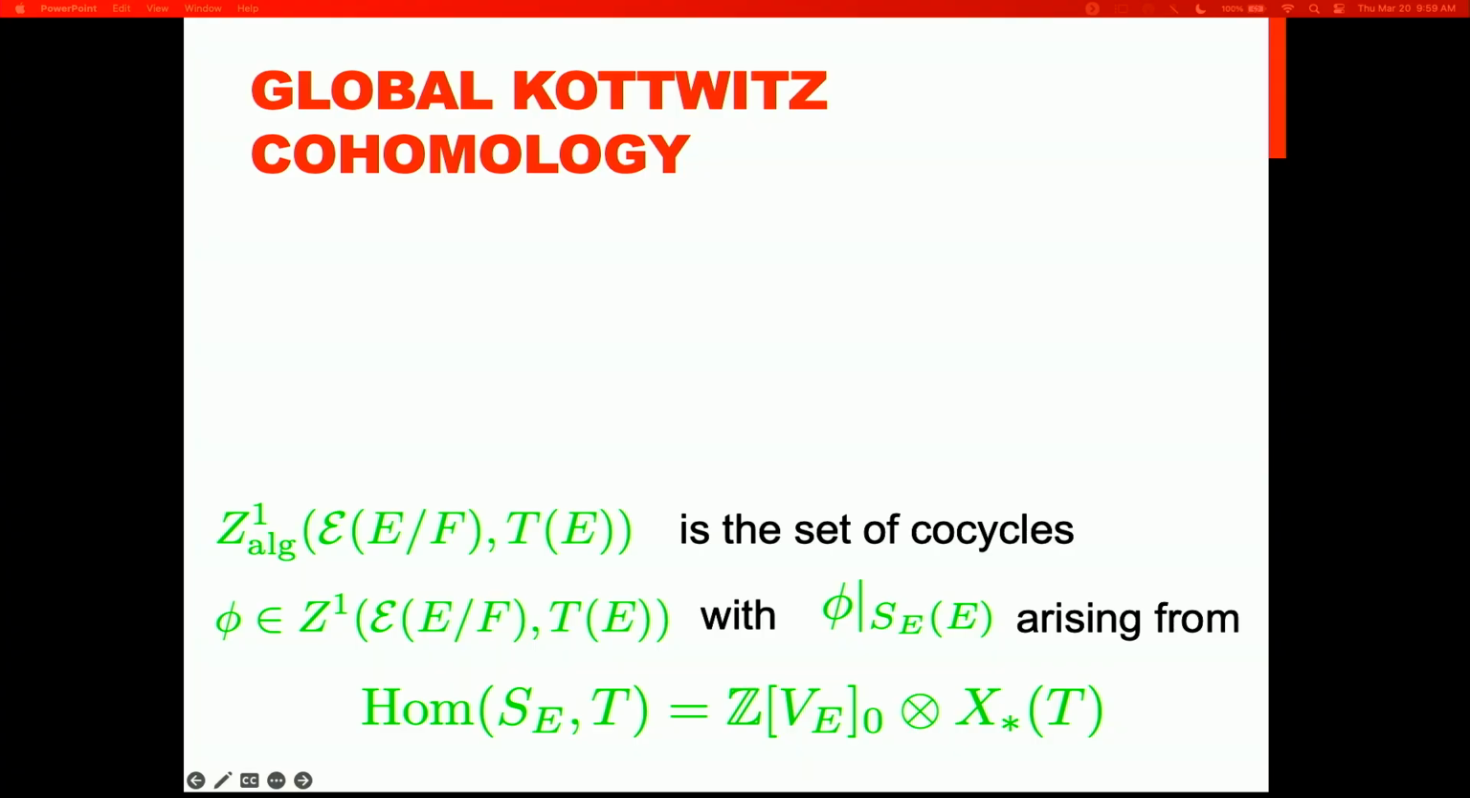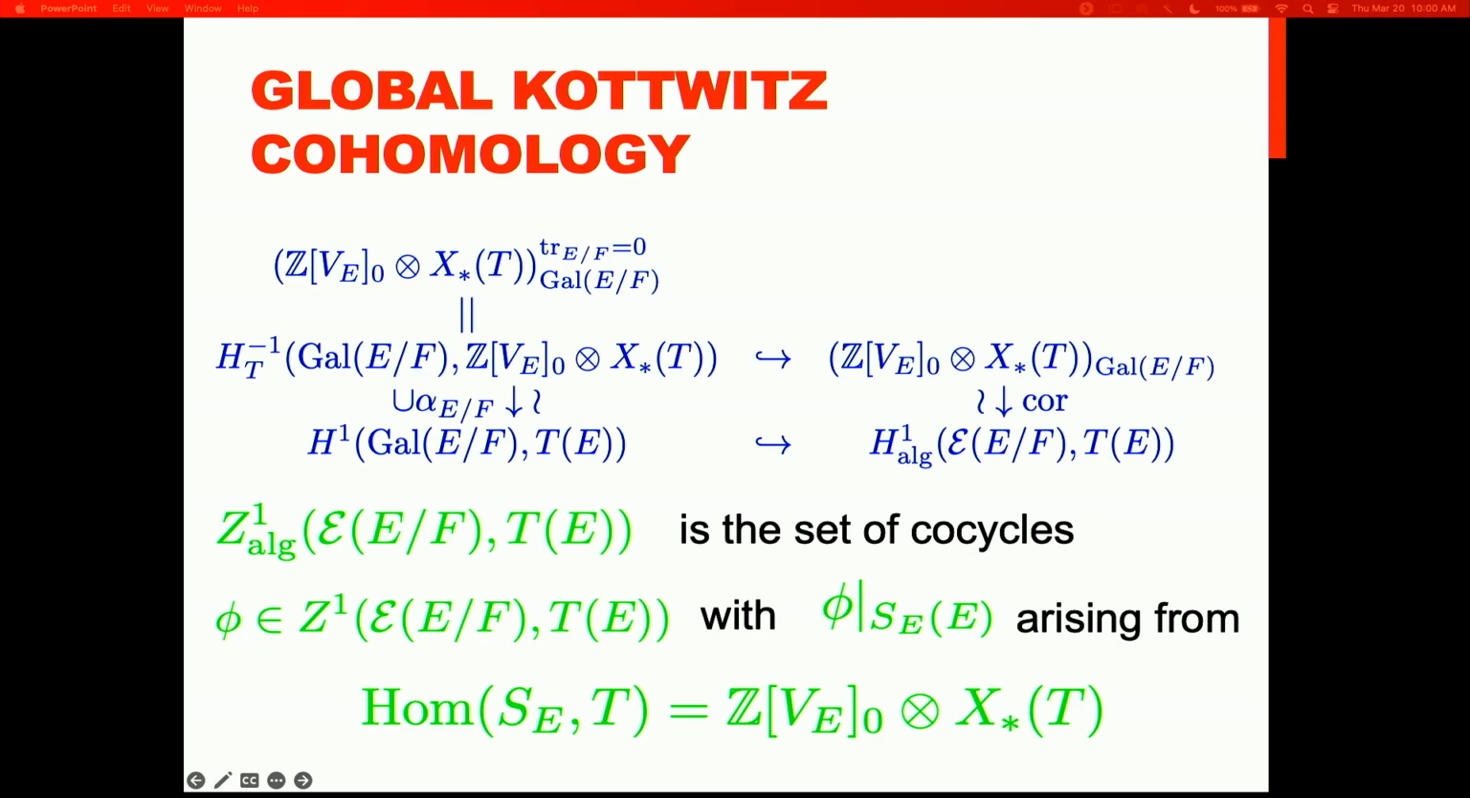And again, Kottwitz showed that exactly the same procedure as before defines a new cohomology theory, this time the cohomology theory of this extension E over F, the extension of the Galois group by the E points of the torus SE. We take those cohomology classes whose restriction to SE is just given by an algebraic homomorphism from the pro-torus SE to T. Coboundaries are the same thing.